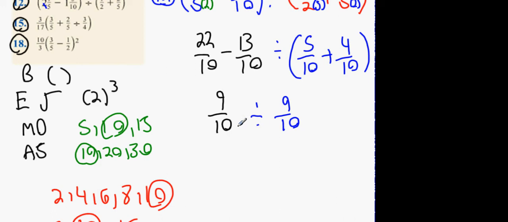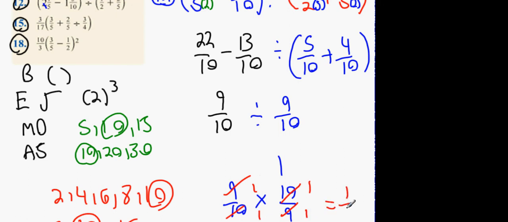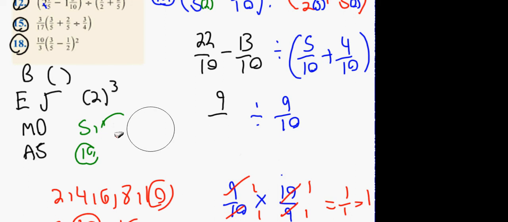What's 9 tenths divided by 9 tenths? 1. There we go. No need to turn it upside down. You can turn it upside down if you want, and you can say 9 tenths multiplied by 10 over 9. Everything would cancel, and you'd be left with 1 multiplied by 1, which is 1 over 1, which is 1. So it's the same thing. How many people got that one now? Okay, the majority.